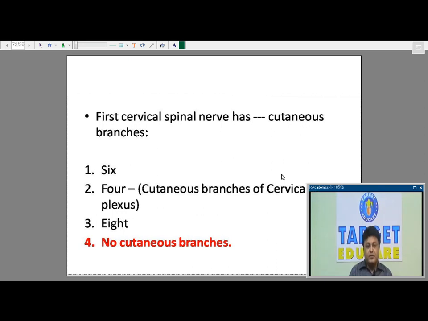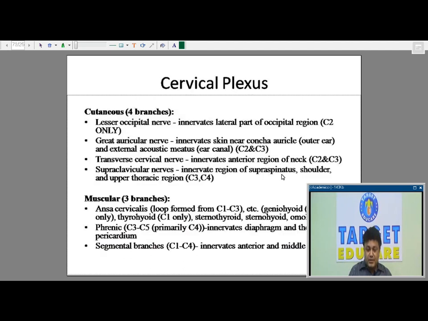There are four options given. The correct answer is the first cervical spinal nerve has no cutaneous branches. And option number two, four cutaneous branches, is actually the right answer if the question is of cervical plexus. There are four cutaneous branches of cervical plexus.